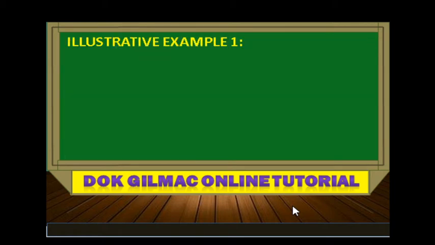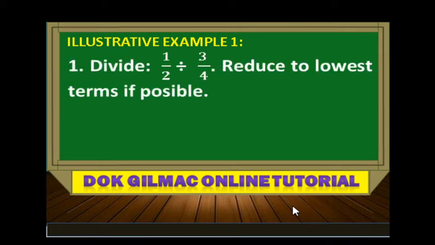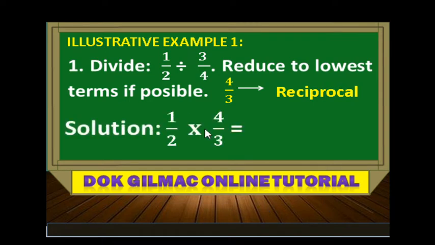Let's have illustrative example number 1. Divide 1/2 divided by 3/4. Reduce to lowest terms if possible. As you can see, 3/4 is the divisor. So therefore, we have 4/3 as the reciprocal. From here, we can now perform multiplication. So we have 1/2 times 4/3.